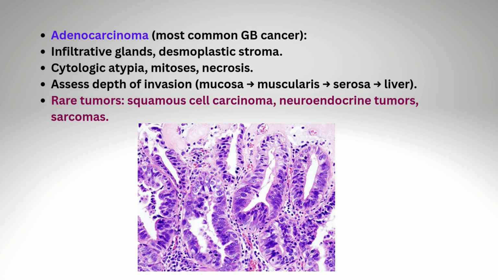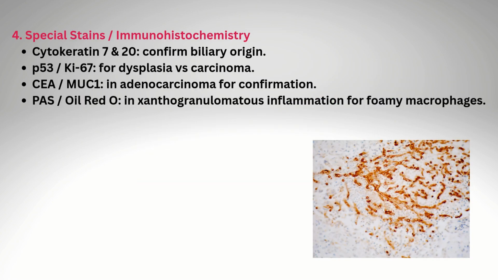Rare tumors of the gallbladder include squamous cell carcinoma, neuroendocrine tumors, and sarcomas. Be aware of these tumors. While adenocarcinoma is the most common gallbladder cancer, you can get squamous cell carcinomas, neuroendocrine tumors, and sarcomas. So you have to remember the features of these tumors.